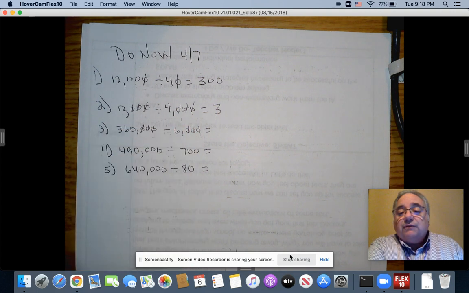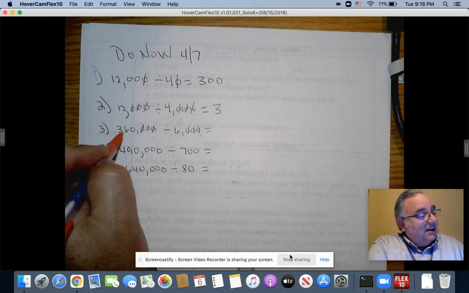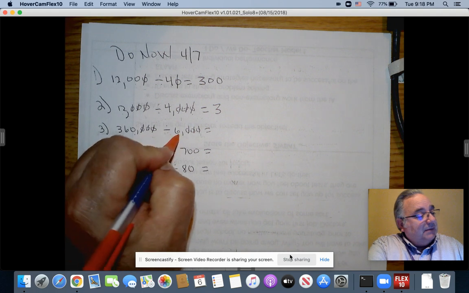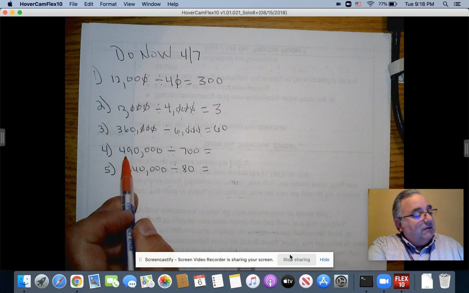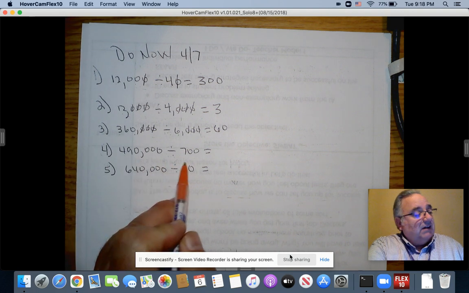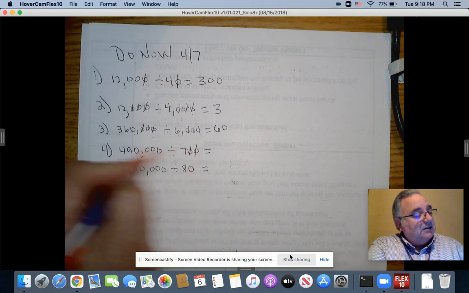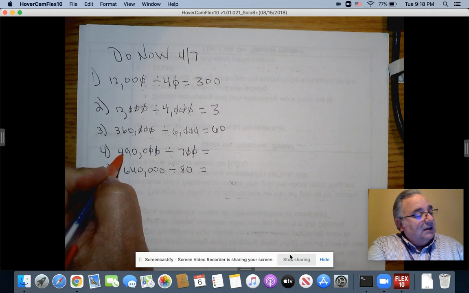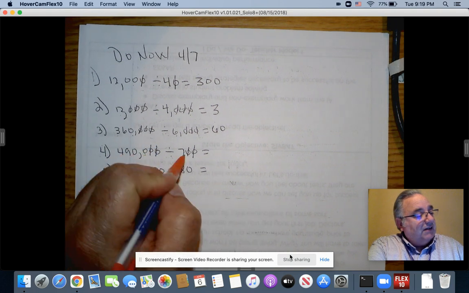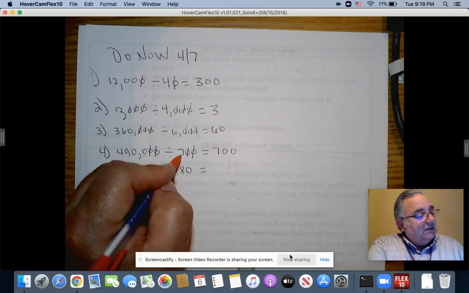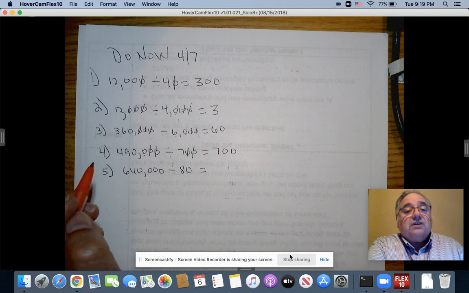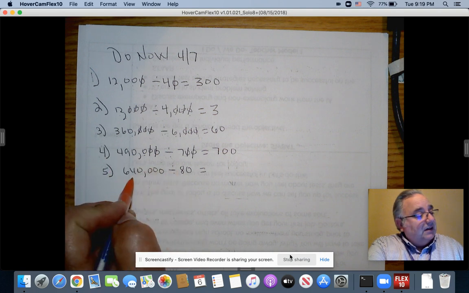What is the answer before I work it out? Excellent. Yes. 360 divided by 6 equals 60. Now we have 490,000 divided by 700. Cross out these two. Cross out these two. That gives me 4,900 divided by 7. I have 2 zeros, 2 zeros. 7 times 7 is 49. So it's 700.